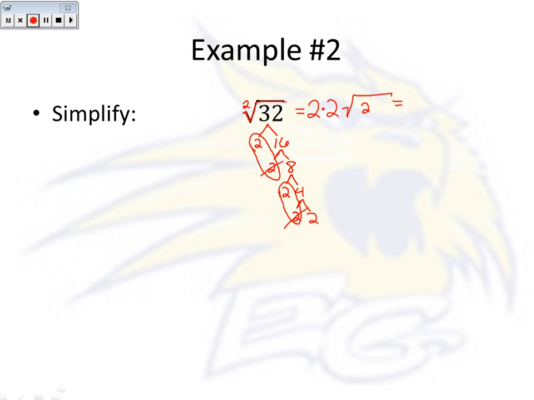Now, if there was more than one thing on the inside, we'd multiply it together, but there's not, so we leave it alone. We do multiply the stuff on the outside, so we get 4 square roots of 2 as our answer, and that was the exact same answer we got doing it the other way as well.